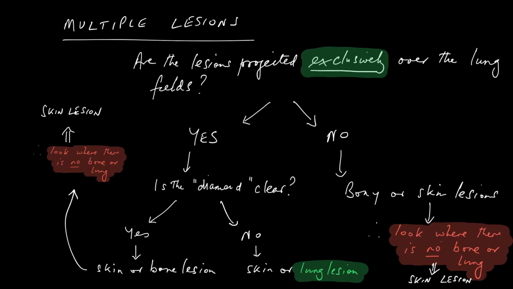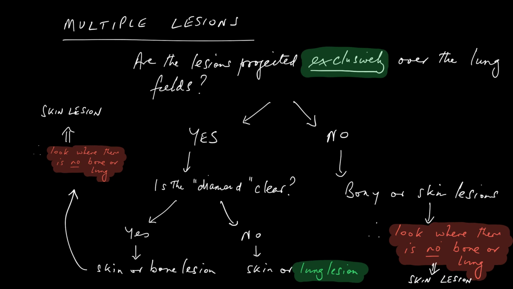So in summary, for multiple lesions, you need to ask the question, are those lesions projected exclusively over the lung fields? If the answer to that question is no, it's a fairly straightforward scenario, and you're either dealing with a bone or a skin lesion. And the way to work out whether it's a skin lesion is to look and see if you can see a lesion where there isn't any bone overlying it. If that is true, it's a skin lesion, most likely.